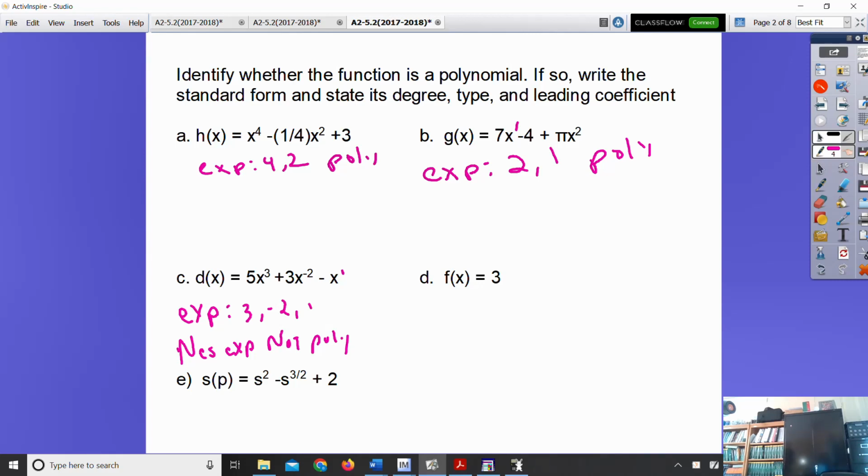What can you multiply anything in existence by and not change it? 1. So here's something else you can do. You can say that 3 is 3x to the 0. Am I changing it? I'm not changing the appearance. I'm not changing the value. Huge difference there. What's its exponent? 0.